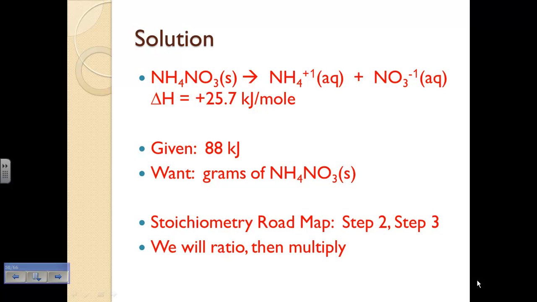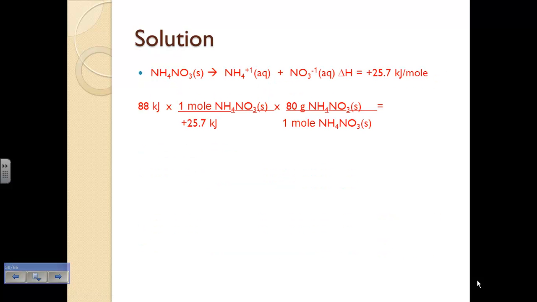If I think about the stoichiometry roadmap, I'm in the heart of my problem to begin with. I'm given a kilojoule. That places me right in the heart. And I want to go out to a gram. So the stoichiometry steps would be step 2, step 3. Remember, in step 2, it's our want over given ratio, and then we'll multiply to head out to find the mass of ammonium nitrate. Here's what we're given. 88 kilojoules is our given quantity.